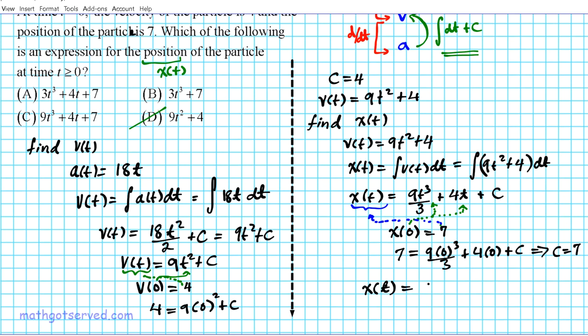To get the particular position function, we can divide the 9 by 3. So that reduces it to 3t to the third plus 4t. And then substitute this 7 here. Plug it in right here. That's what we did before. We're doing the same thing again. Plus 7. Ladies and gentlemen, the answer to question number 14 is option letter A. Let's go ahead and box that.